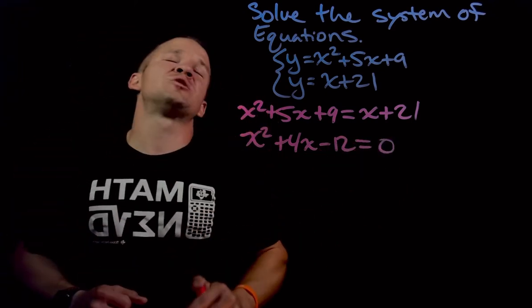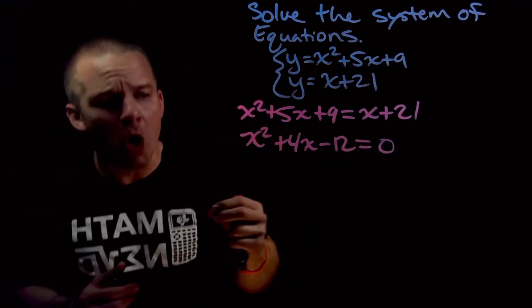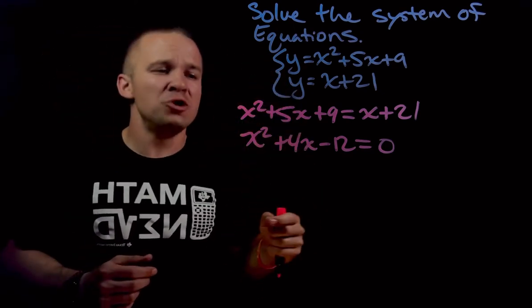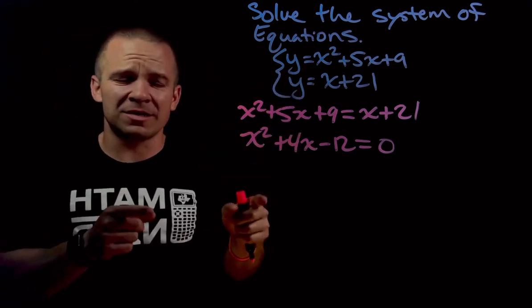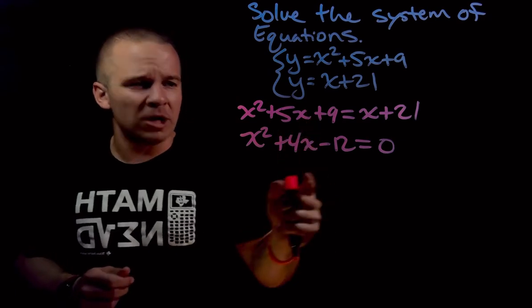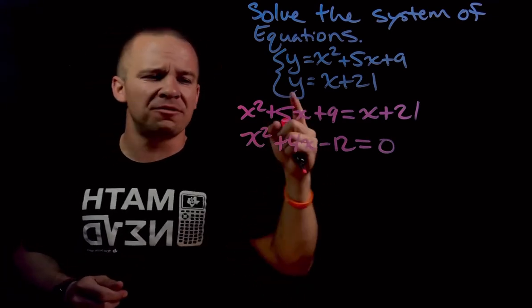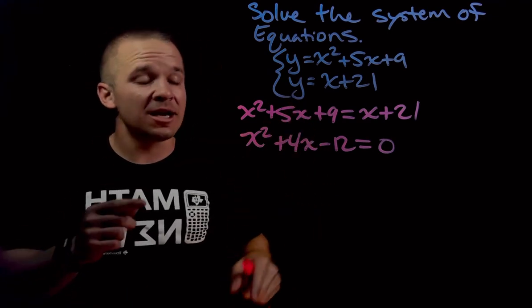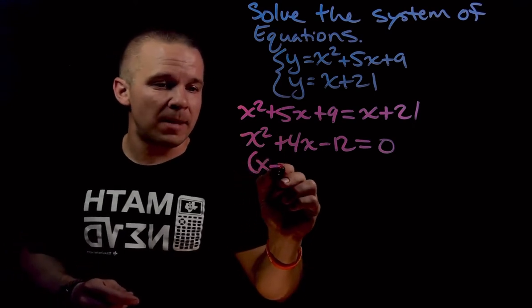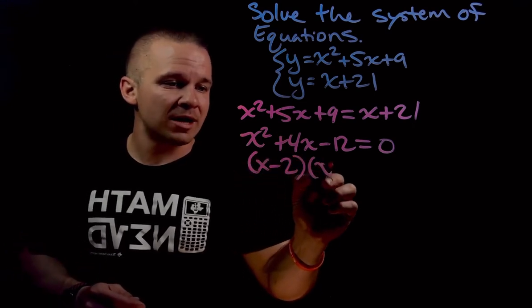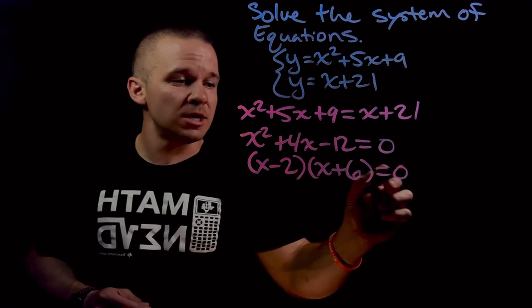My go-to method for solving is always my favorite F word, factoring. You guessed it. And if we can factor this thing, we're money. So does anything multiply to negative 12 and add to positive 4? Yes. 6 and negative 2. So I'm going to have x minus 2, and I'm going to have x plus 6 equals 0.